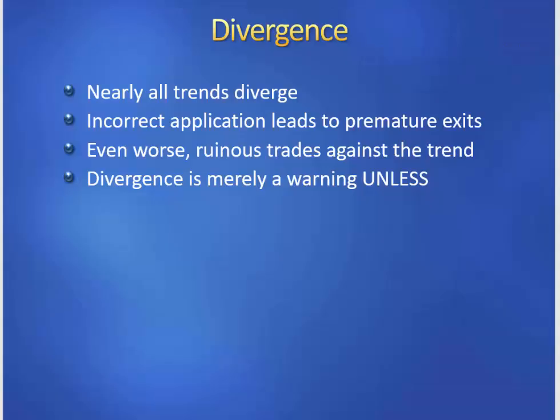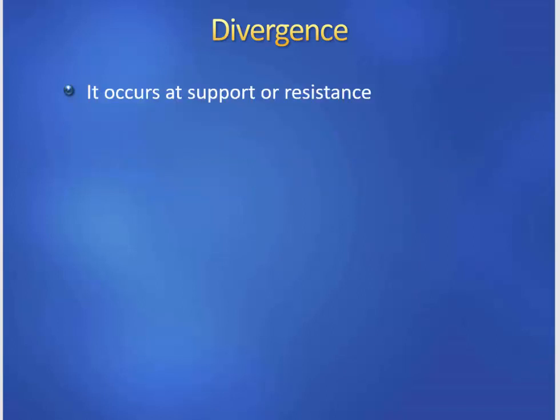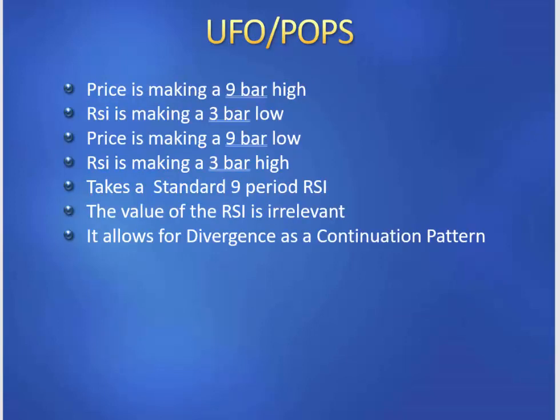Just going to do a little bit on divergence and UFO and pops. Nearly all trends diverge, and incorrect application leads to premature exits. Also, even worse, it can make you trade against the trend, and the trend is your friend. Divergence is only a warning unless it happens at support or resistance. So UFO and pops. For UFO, price is making a 9-bar high, RSI making a 3-bar low, and for pops the other way around, so a 9-bar low, 3-bar high. Just use the normal 9-period RSI.